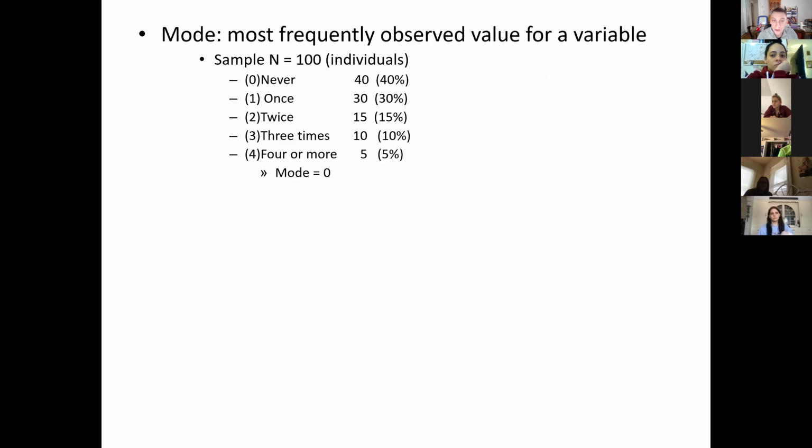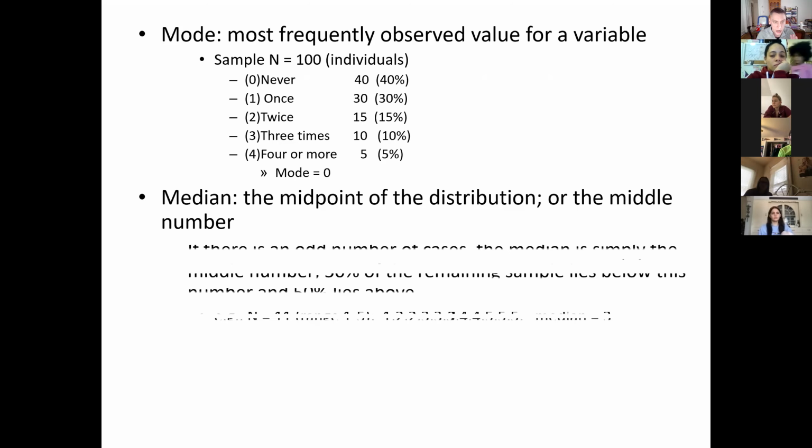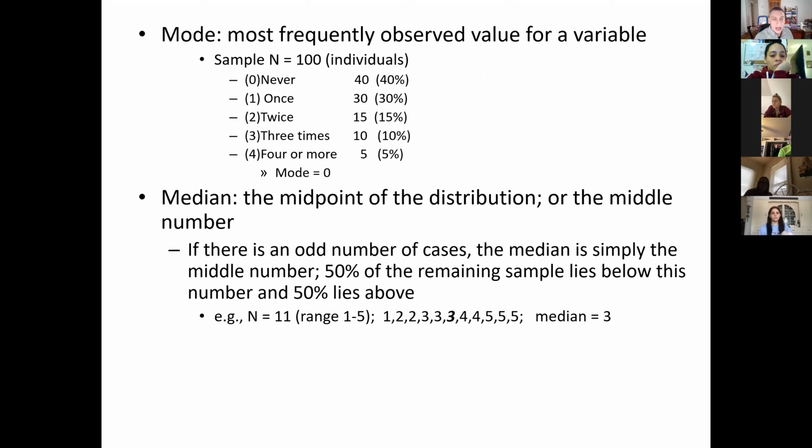And then the last measure of central tendency, there's only 3 of them, is what's called the median. So there's the mean, the mode, and the median. The median is just the midpoint. It's the exact midpoint that splits the distribution into about 50-50%. It's right in the middle. And so if there's an odd number of cases, the median is simply the middle number, and the 50% lies above and below.